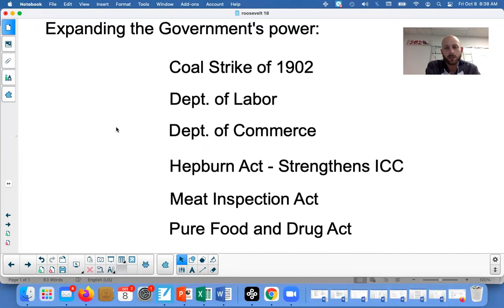They also passed the Pure Food and Drug Act to regulate what companies are putting in your food and drugs. So you're starting to see the elimination of some of these practices of lying to people about what is in their supposedly miracle cures, right? And you can't use hard drugs in your soda anymore.